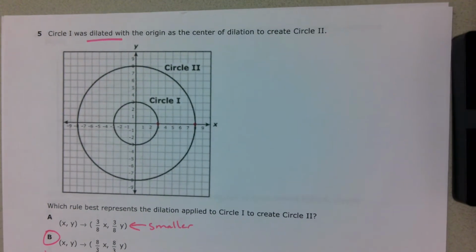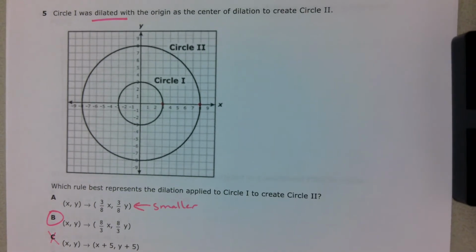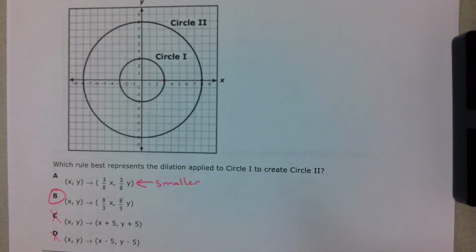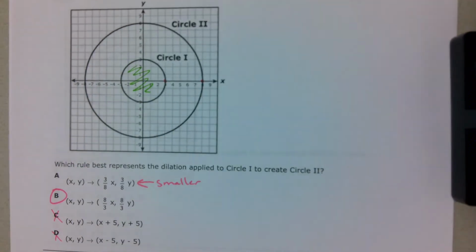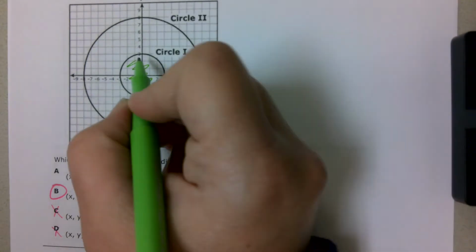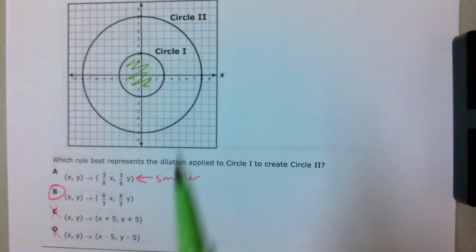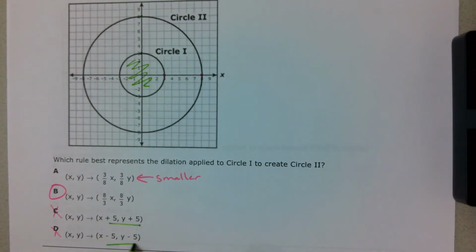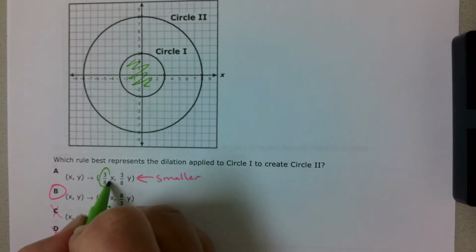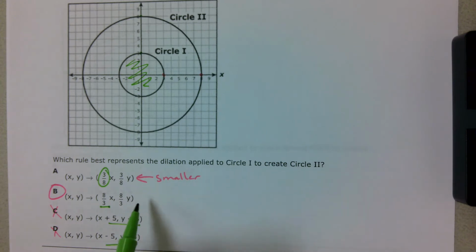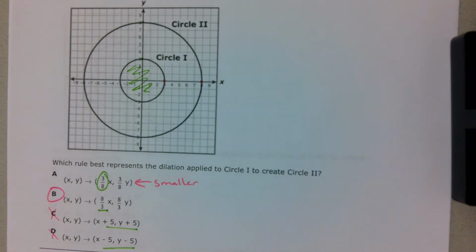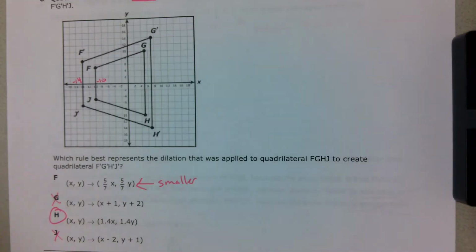Number 5, circle 1 was dilated with the origin as the center of dilation to create circle 2. Which rule best describes the dilation applied to circle 1 to create circle 2? So my original circle is here, and it gets much larger, right? So I just took a point, and you can do that. But the first thing I did was I looked at my answers. This is a shift. This is a shift. This is getting larger. 3/8 is less than 1. It's getting smaller. So B was the only one that could be the right answer. So I didn't even need to make any calculations to determine that scale factor. B was the correct answer.